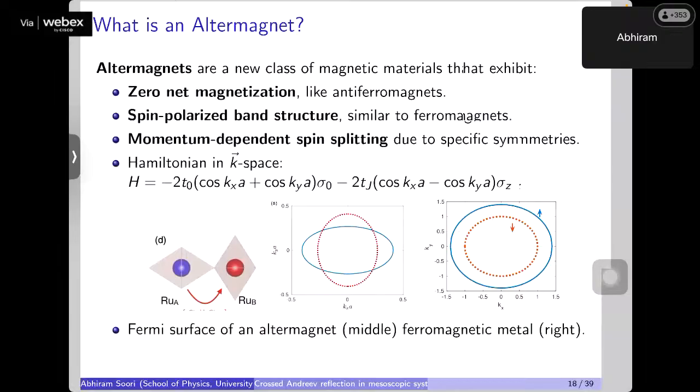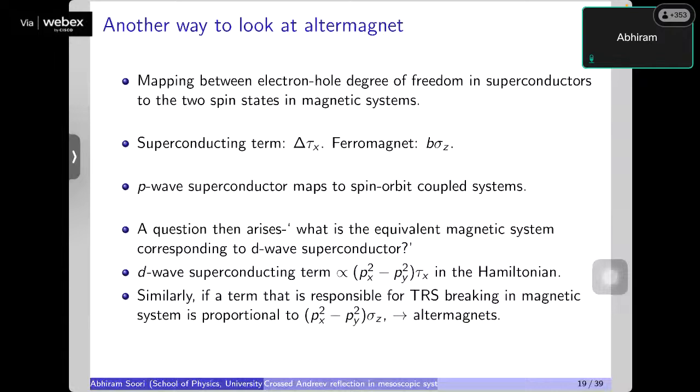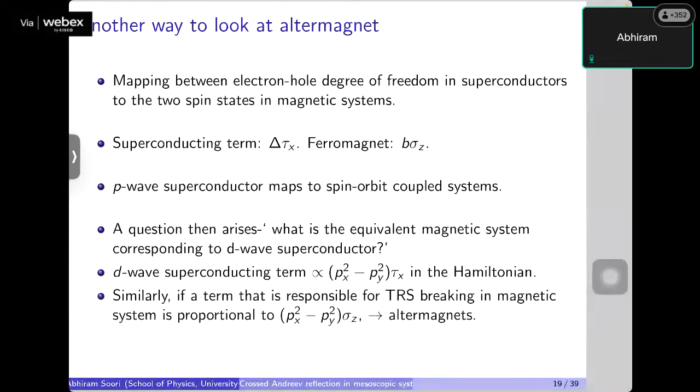There is another way of looking at these altermagnets. You can map the electron-hole degree of freedom in superconductors to the two spin species in magnetic systems. But I think this is a little too advanced for the time being, so I will not go into this other way of looking at altermagnets. Let us go on to the physical properties of altermagnets.